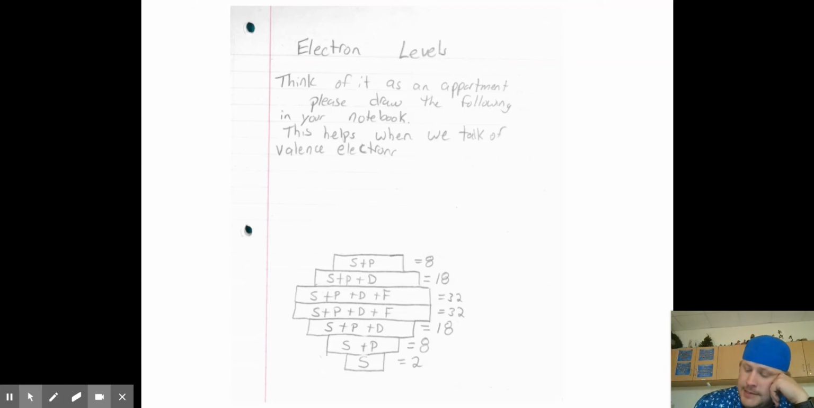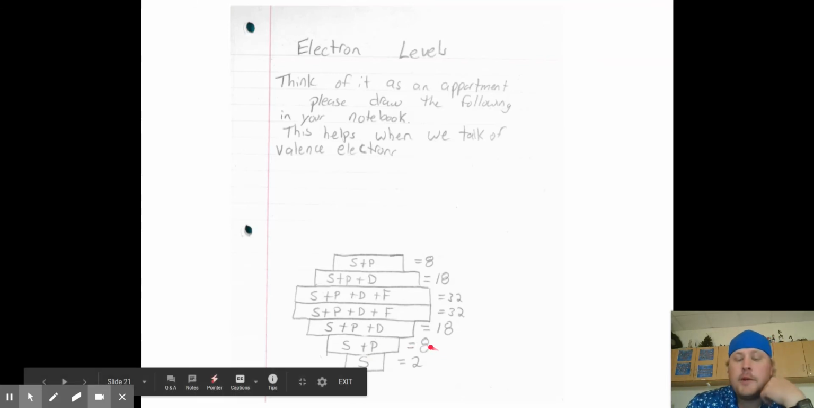So if we take 6 minus the 2, we are left with 4 electrons. Let's look at our second level. What is the maximum number that can be in our second level? It is 8. So let's draw our second level.